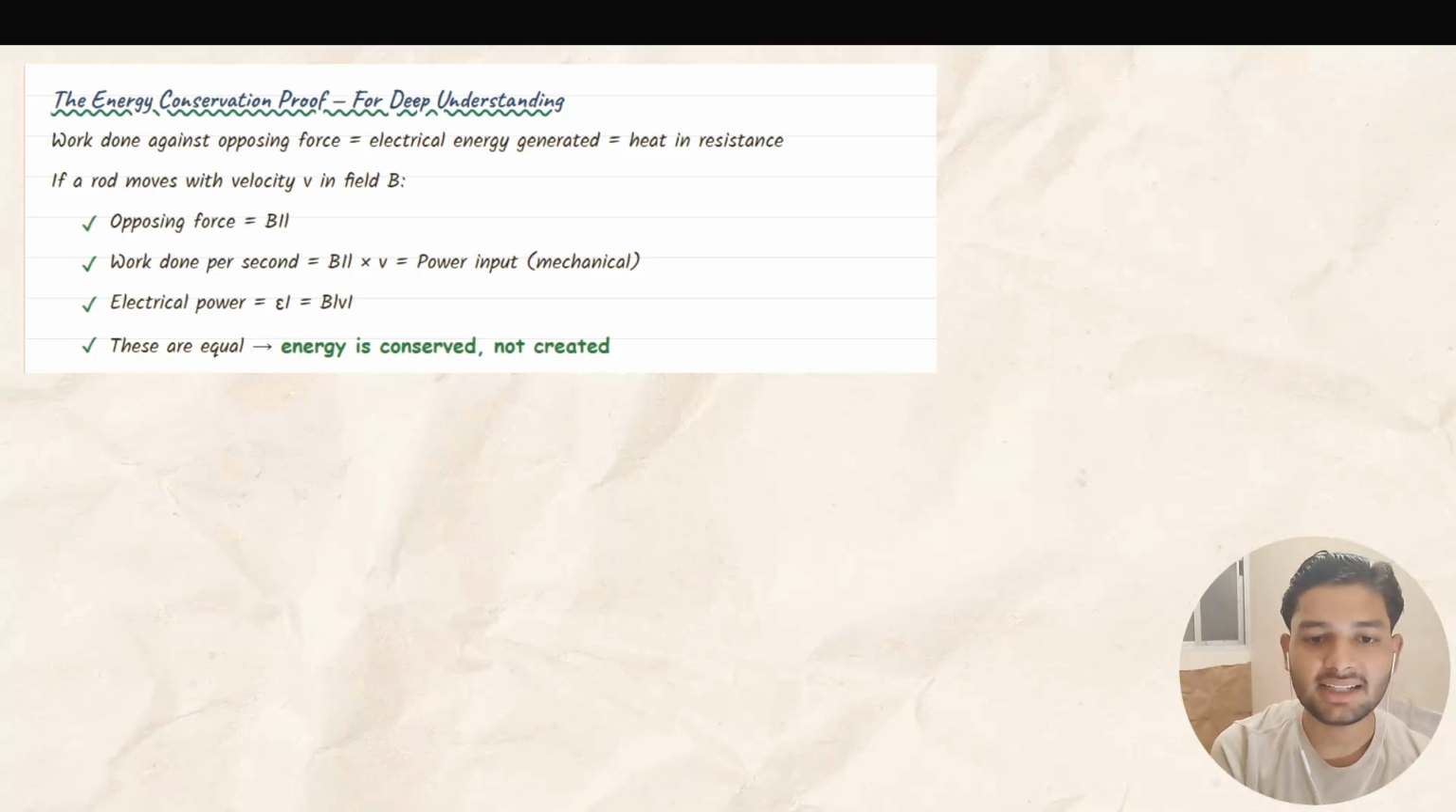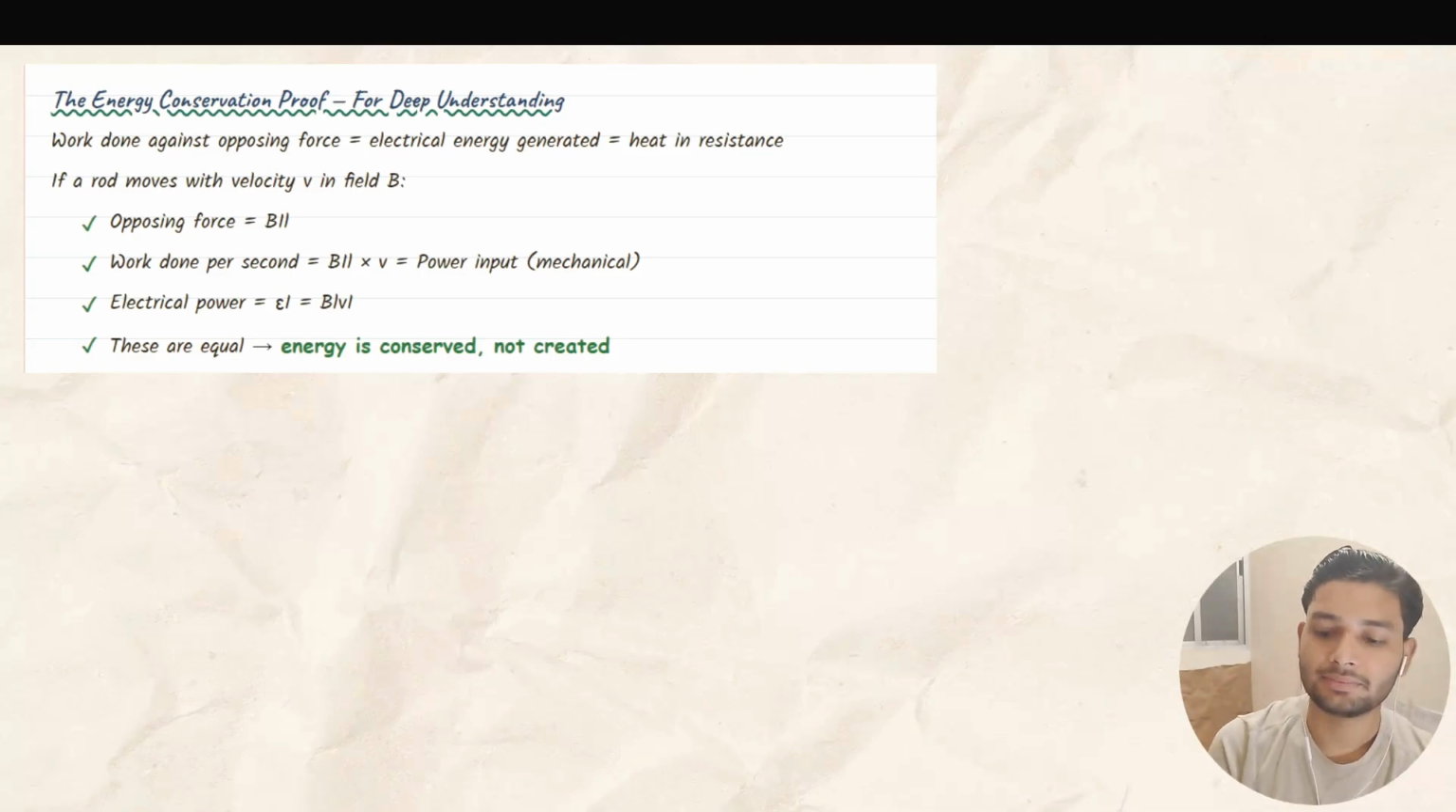Work done per second, which is F into V, equals the mechanical power input, and electrical power is E into I, which equals B I V L. So these are equal: energy is conserved, not created. This proves that energy is conserved and it is not created. So basically, we just proved the energy conservation principle in Lenz's law. Why does it work? What is the concept behind it?